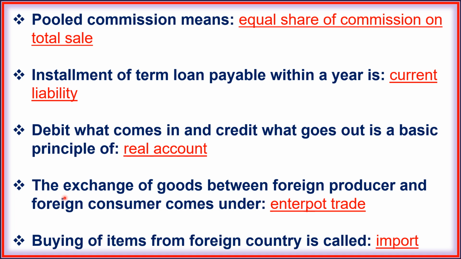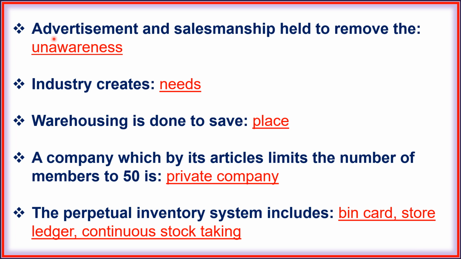Next, the exchange of goods between foreign producers and foreign consumers come under interport trade. Next, buying of item from foreign country is called import. Next, advertisement and salesmanship help to remove the unawareness. Next, industry creates needs.